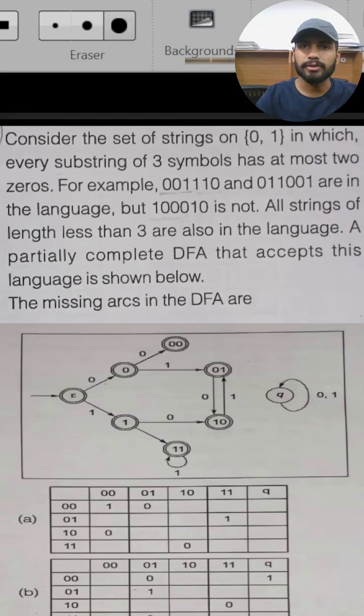This is the third question from TOC in this series of GATE CSE previous year questions. This question says: consider the set of strings on 0, 1 in which every substring of three symbols has at most two zeros. So if we encounter a substring of length 3, we must have at most two zeros in that substring. Suppose this is our example.